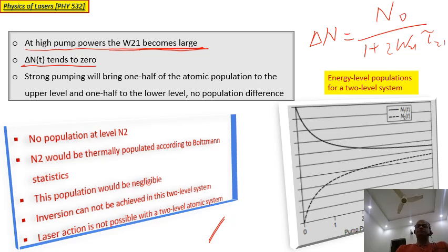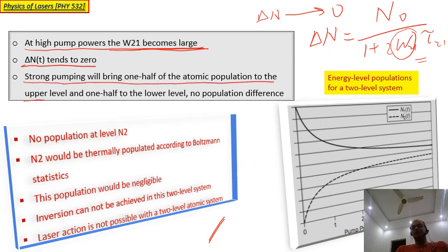Okay, so अगर इसकी वैल्यू लार्ज हो गई, ठीक है, ये सारी लार्ज हो गई, then delta n tends to 0. Okay, so what will happen? So strong pumping will bring 1/2 of the atomic population to the upper level.